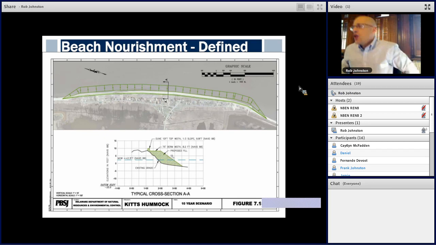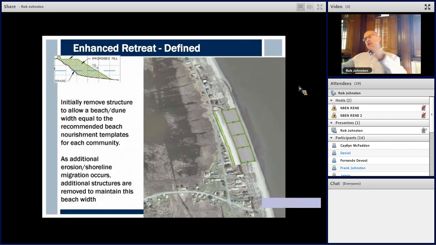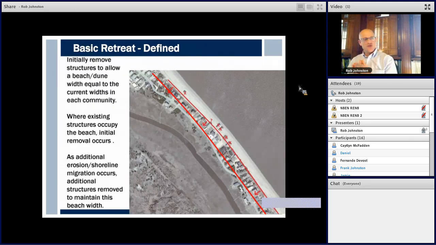Enhanced retreat goes the opposite direction. You get the same width of a beach as with nourishment, but instead of building the beach out, you remove the homes and go backwards. So you get a beach by pulling out the homes that are there, or at least some of them. You buy the homes from homeowners, and then you maintain that beach backwards as the coast erodes. Basic retreat is the same idea, except with a narrower beach, so you're removing fewer homes.